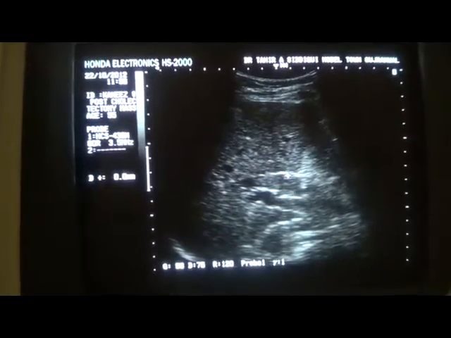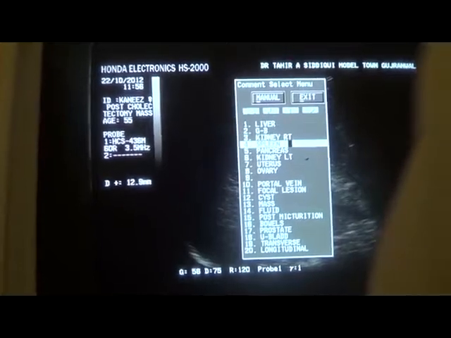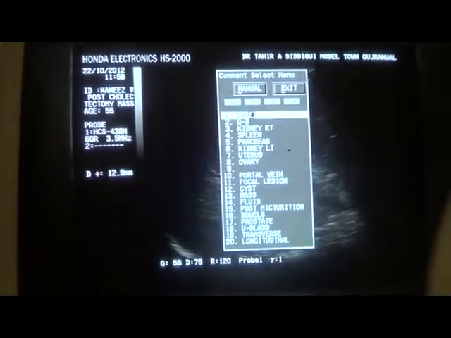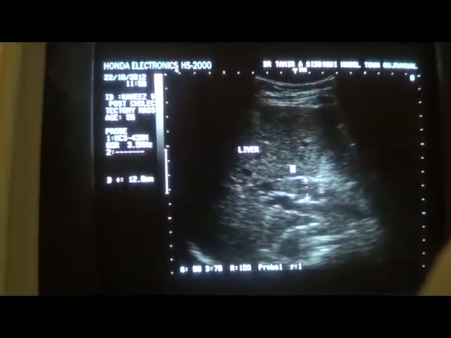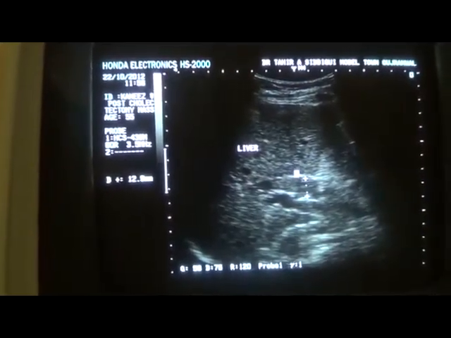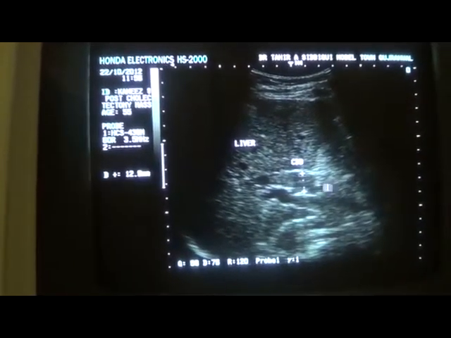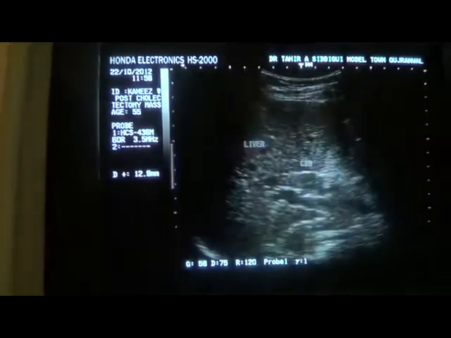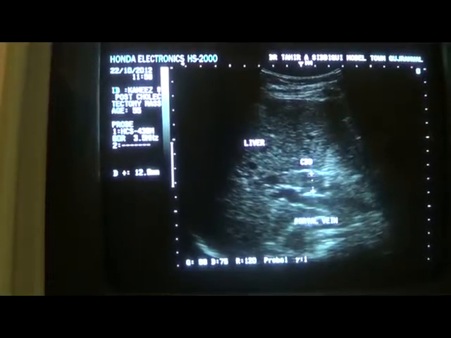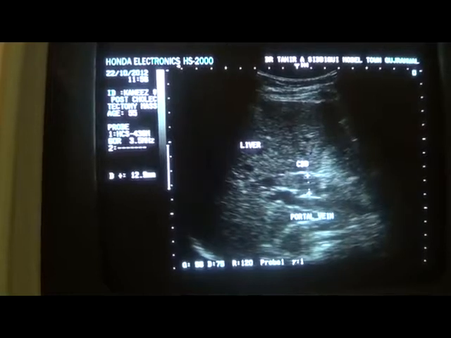The common bile duct measures 12.9 millimeters. Normal should not exceed 9 millimeters with removed gallbladder. So this common bile duct is dilated and is filled with sludge. This is sludge within the common bile duct. The portal vein is of normal caliber, early stage cirrhotic liver. This is the portal vein and it's patent.